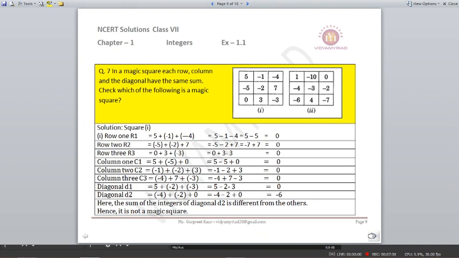Magic square. Now there are two squares. Here what we have to do is, there are 3 rows, 3 columns and 2 diagonals. We will find their sums by adding them and see whether the answer is coming the same in all the ways or not. Let us take square 1. We start calculating, and at the end we found that when we took the sum of diagonal 2, the answer I got was minus 6. Everywhere the answer was coming as 0. At the last point, it came as minus 6. So it is not a magic square because the answer is not the same.